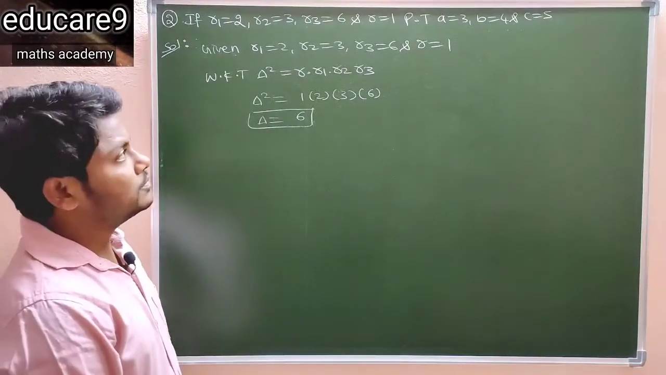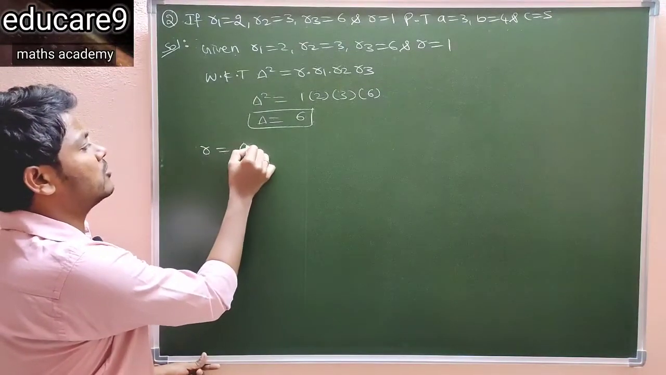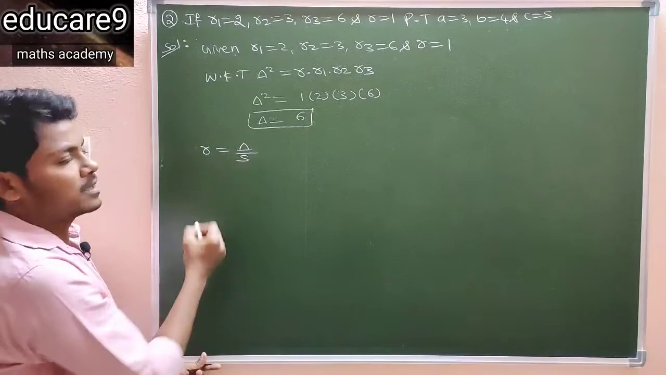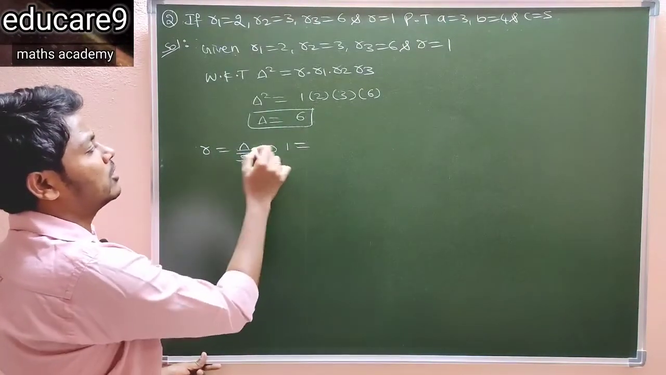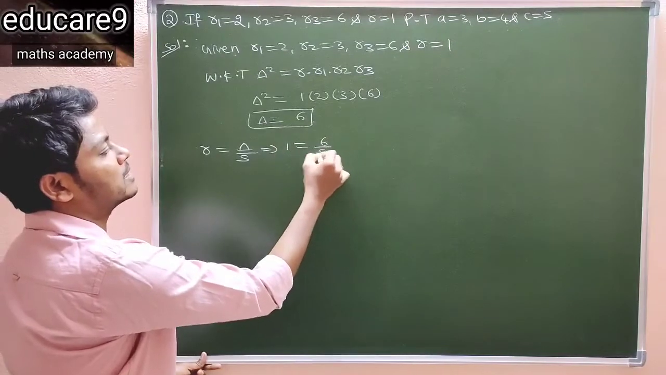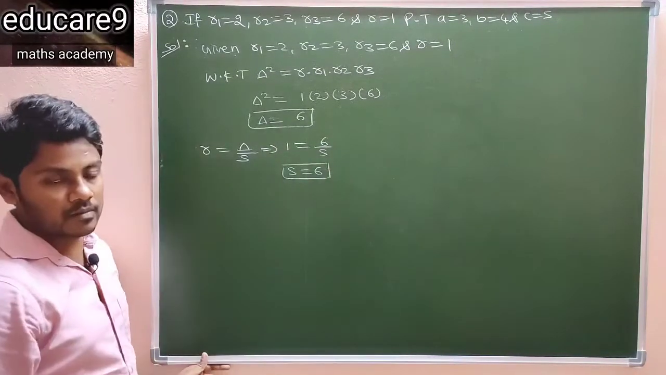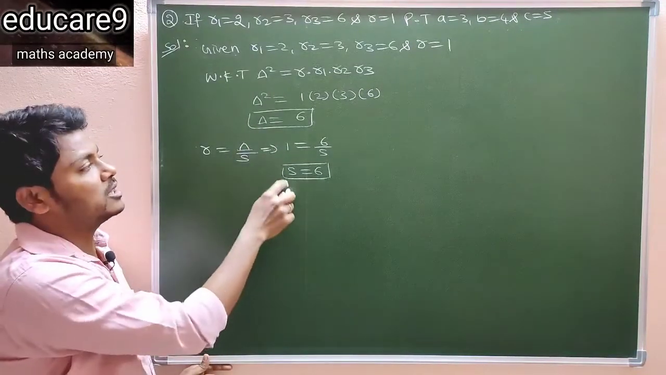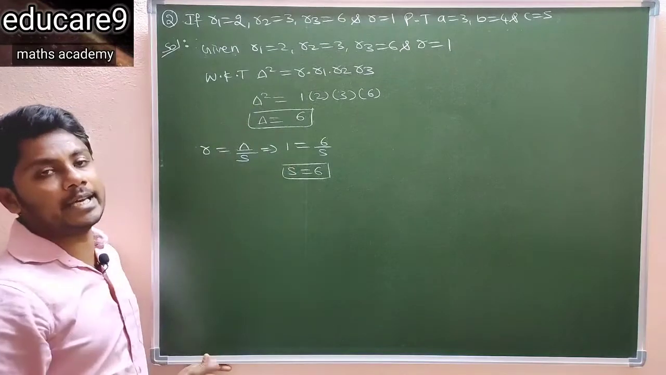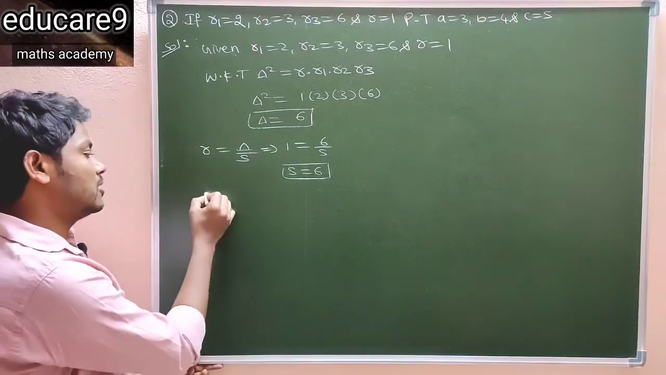Okay. Now see here, you know that small r is equal to what? Delta by s. Small r value is 1. So 1 is equal to delta value 6 by s. From this s is equal to 6. So you know the values of delta and s. So using these two values we can find a, b, c values. So how to find? See here.